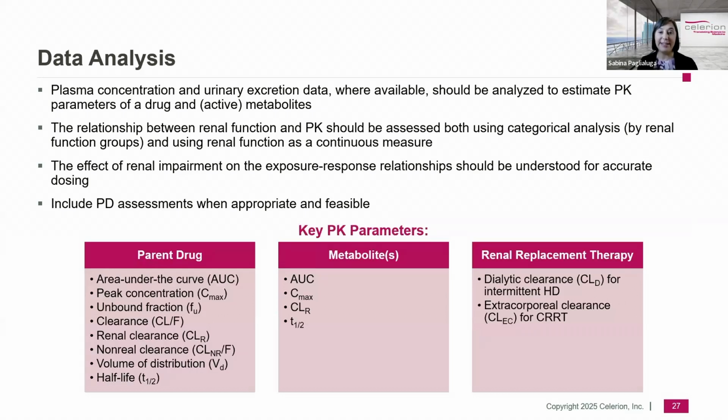For data analysis, it's important to measure and collect plasma and urine PK samples. The key PK parameters are listed here for the parent and metabolites, as well as renal replacement therapy PK measurements. Pharmacodynamic samples can also be measured when appropriate. For example, you could consider measuring uric acid for a gout drug in development.